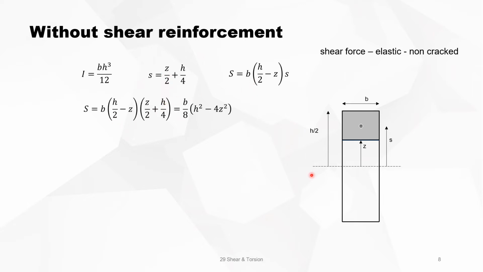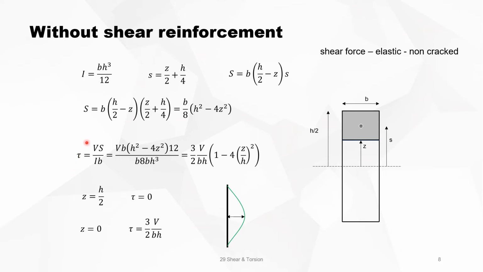S equals then the total area, the green area, times its lever arm. Then we can substitute the different elements and we have a formula of the static moment in function of the coordinate z. Of course, when z is 0, the static moment is maximum, and when z is h over 2, it is 0.